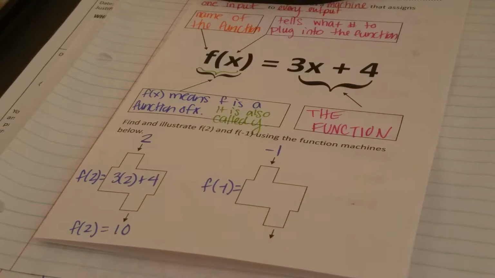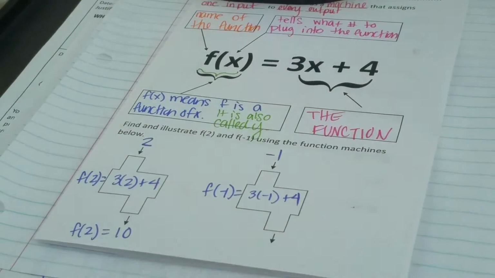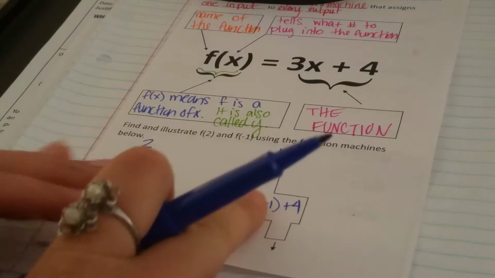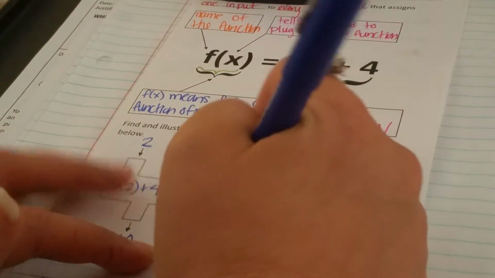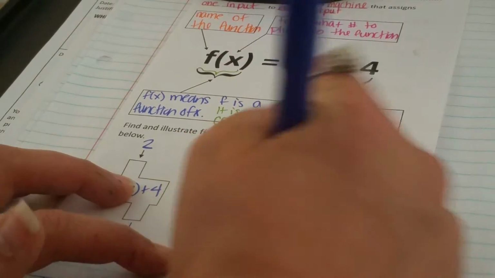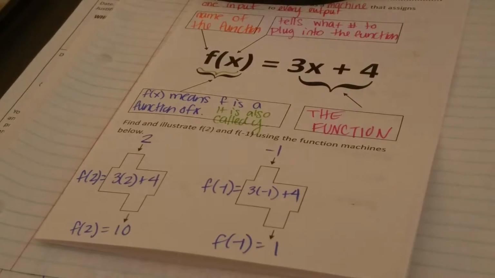All right, are we good? So did you guys write 3 times -1 plus 4? Yeah. Okay. And then did you do 3 times -1 as -3? And then -3 plus 4 gives you 1. So f at -1 equals 1. That's all you got to do. Isn't it magic? That's all you do.